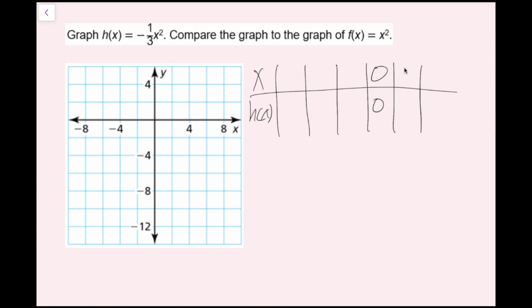And then I'm going to plug in 2 for x. So if I plug in 2 for x, 2 squared is 4. 4 times negative 1/3 is negative 4/3, which is the same thing as negative 1 and 1/3. And then I'll try 4 here. If I plug in 4 for x, I get 4 squared is 16. And then negative 1/3 times 16 is negative 16/3, which is the same thing as negative 5 and 1/3.